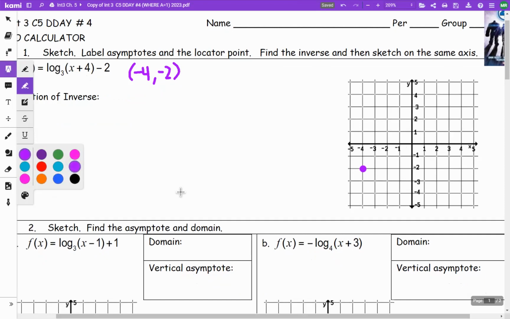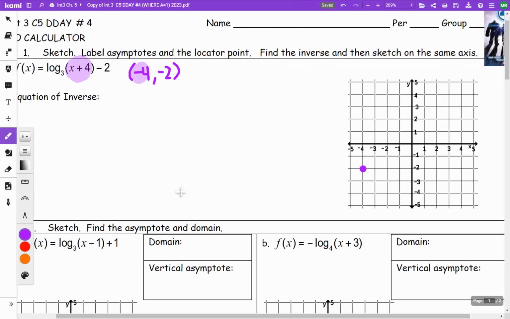My asymptote is going to be what makes that logarithm undefined. When I'm taking the log, I'm taking the log of 0, and log of 0 is undefined. So what makes that 0 is when x is equal to -4. That's where I'm going to have a vertical asymptote. Let me draw in my vertical asymptote right through here, and I'm going to label the equation: x equal -4.